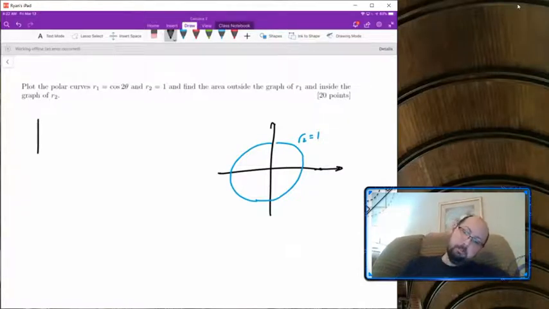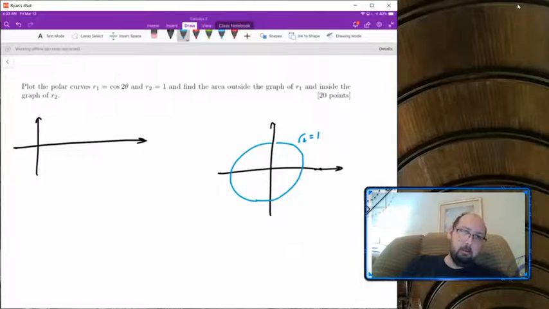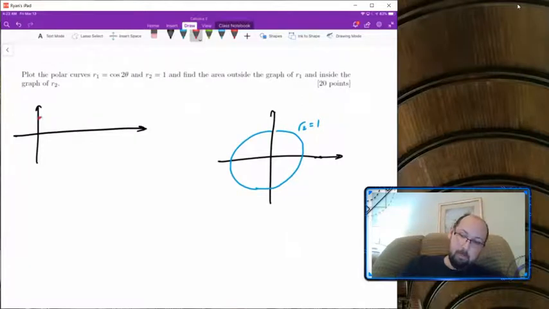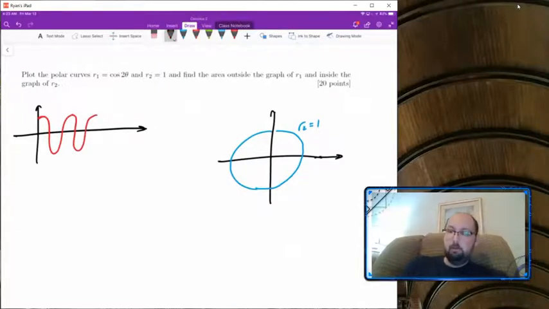So what I would recommend you do is draw the graph of cosine of 2 theta in just a normal coordinate plane, as if they were x and y. So I know that cosine starts at 1, oscillates, and with 2 theta, it will oscillate twice as it gets from 0 to 2 pi.